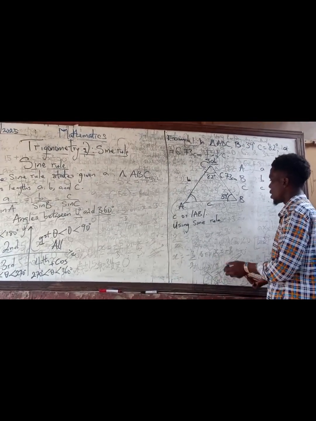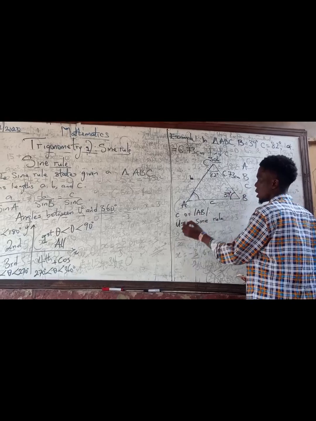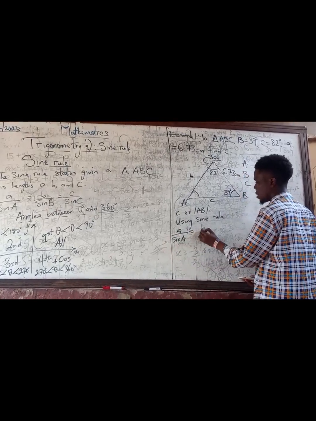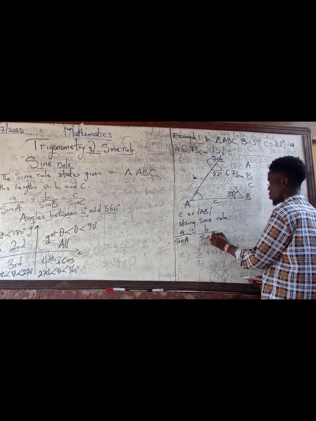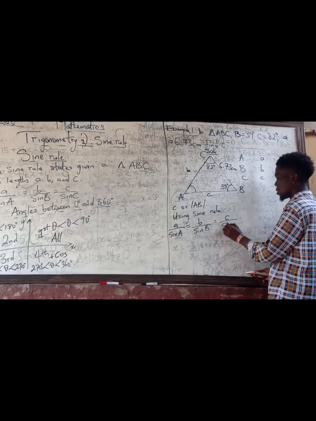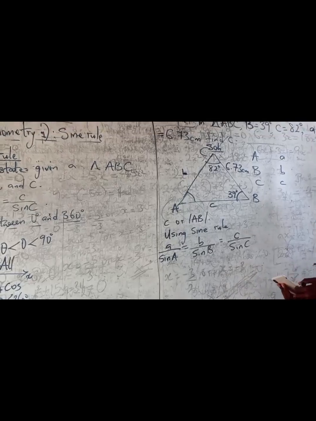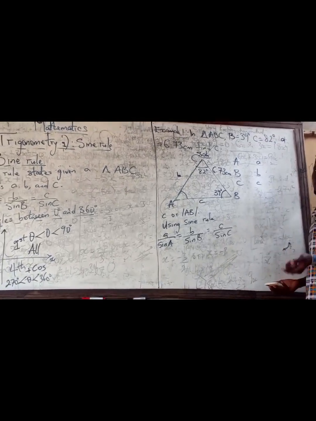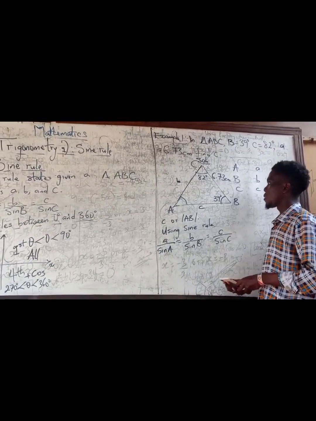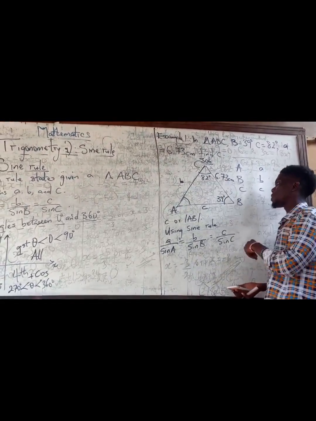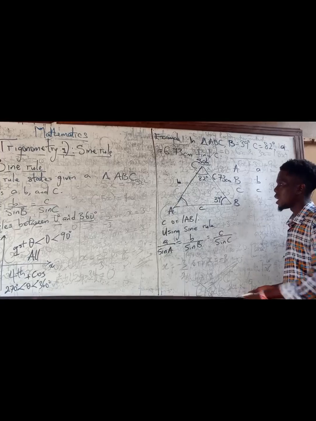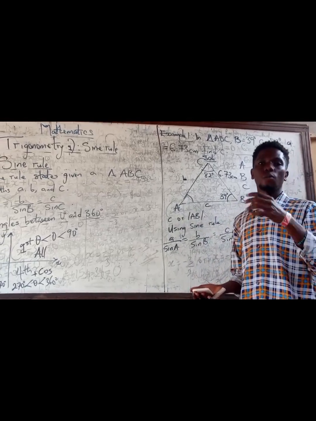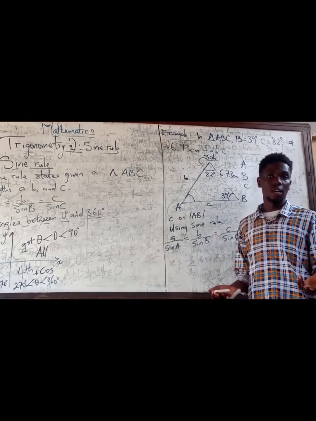So I'll say using sine rule, which is A over sine A is equal to B over sine B is equal to C over sine C. So looking at this, since I know that I don't have an angle and an included length, what do I do? The first thing I have to do here is, since I know this is 82 degrees and this is 39 degrees, and I have one more angle left, I'm just going to use the sum of angles in a triangle.